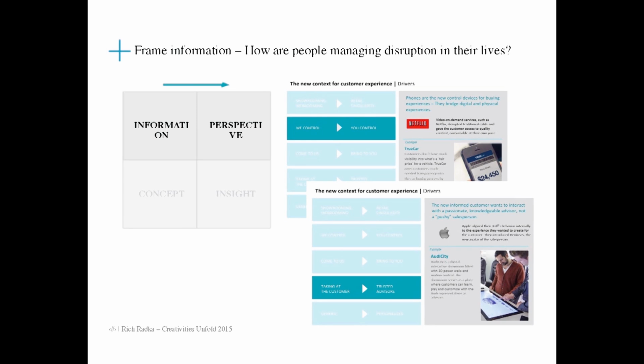Example here, going back to the work I did on the customer journey for automobiles, we looked outside of the automobile industry because our client was obsessed with how GM and Toyota customer experience was.